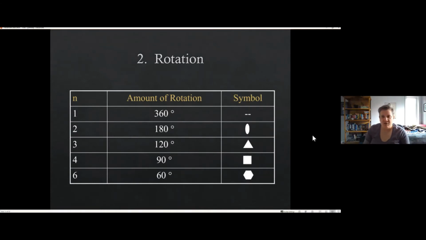So we have symbols, just like we have mirror planes. We have symbols for our different rotations. For 360 degrees, there's no point. If you rotate something 360 degrees, it's going right back to where it began. 180 degrees is this weird little oval symbol. So it rotates 180 degrees. You reproduce a point there, rotate back 180 degrees, and it comes back to where it started. 120 is a triangle, 90 is a square, and 60 is a hexagon.